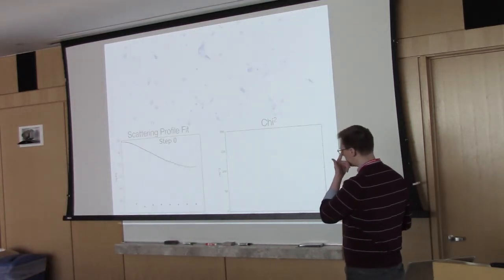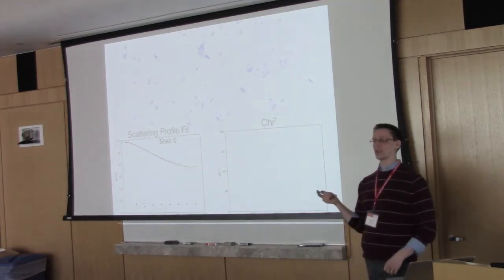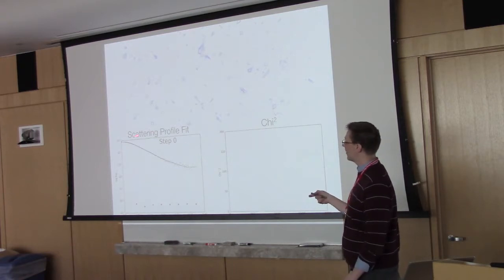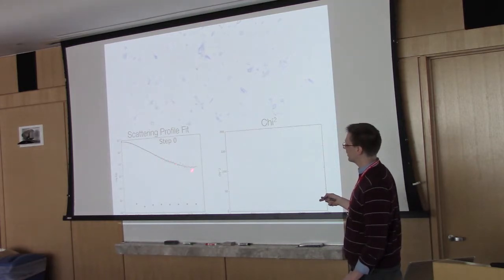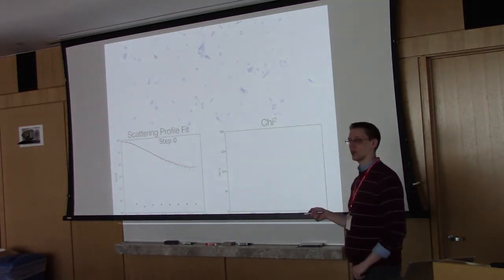All right, so here is a little animation showing this process. Here's our initial grid. It starts with random electron densities, just uniformly distributed random values. On the bottom left here, we have the scattering profile fit. So we have in black dots the experimental data. Rather than using the experimental data, we actually use a fit to the data.